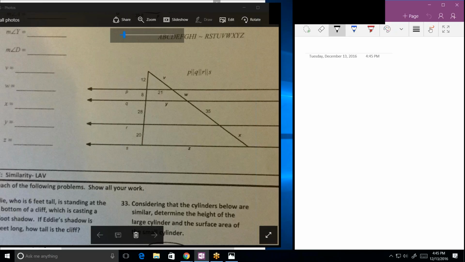It should be 28 is to 35, or 35 is to 28 as x is to 20. Yeah. All right. And now z, how do we get z?